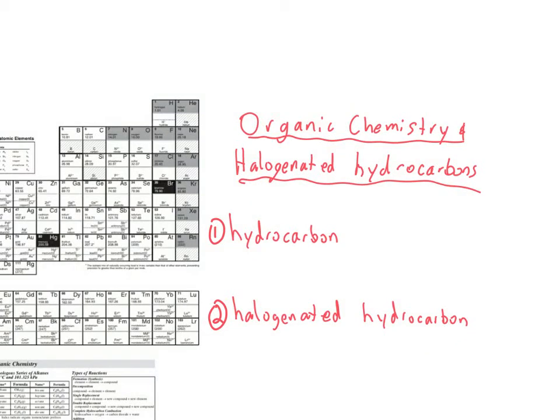Hello Science 30s. I wanted to do a video about organic chemistry, and we're in our first topic in organic chemistry, which is going to be the halogenated hydrocarbons. What we're going to be focusing on today is the uses of halogenated hydrocarbons. We'll go over, first of all, a review of what a hydrocarbon is, and then we're going to be talking about some specific halogenated hydrocarbons.